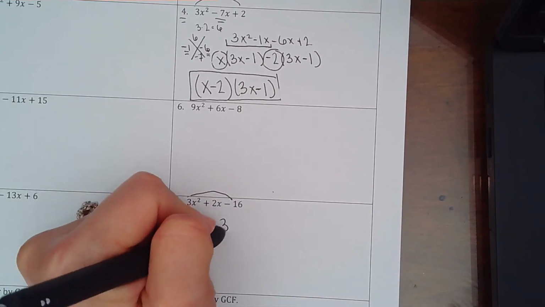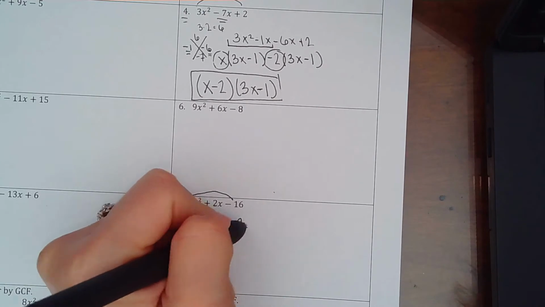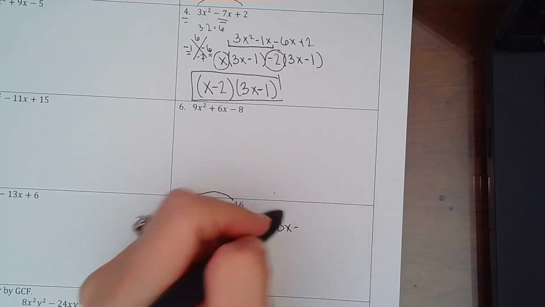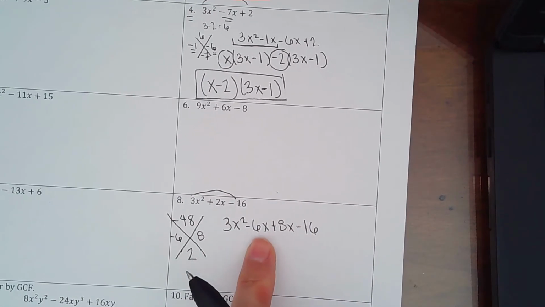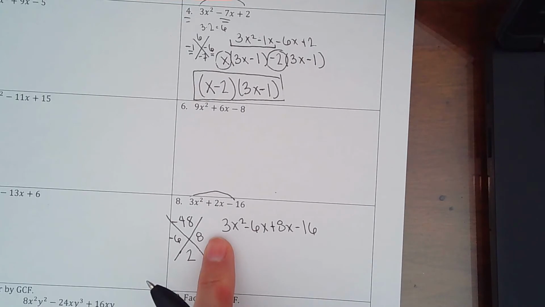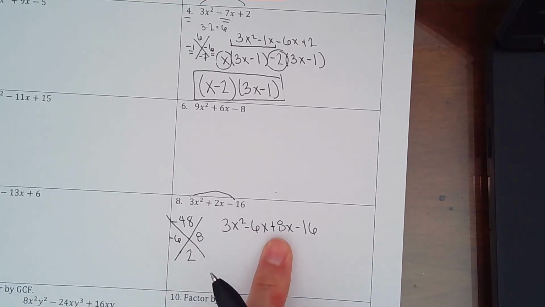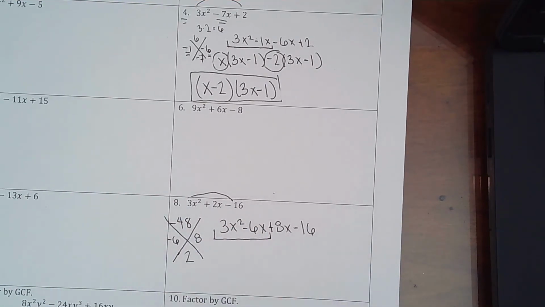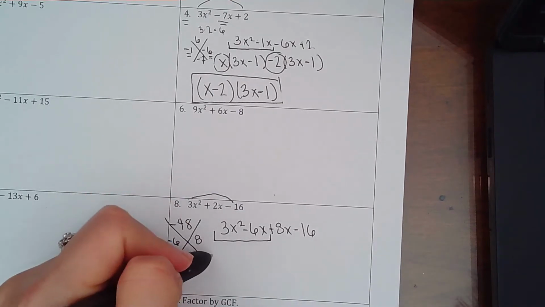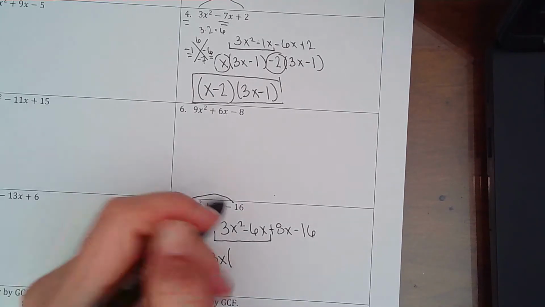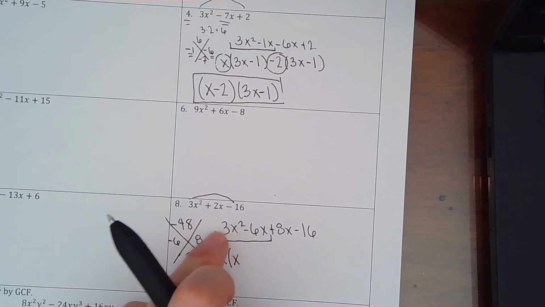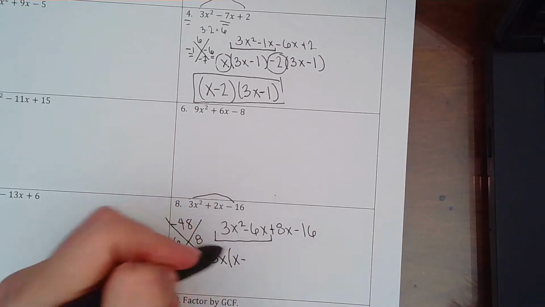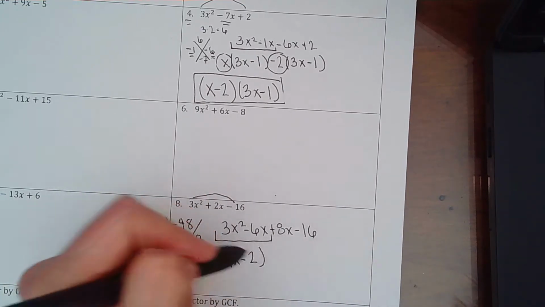So I'm going to rewrite my problem: 3x squared minus 6x plus 8x minus 16. So I just went ahead and took the 2 numbers that I found, and I'm going to now factor by grouping. So I'm going to look here and think, what goes into both of these? And it would be a 3x. So I would be left with an x minus 2, because 3 divided by 3 would be a 1.